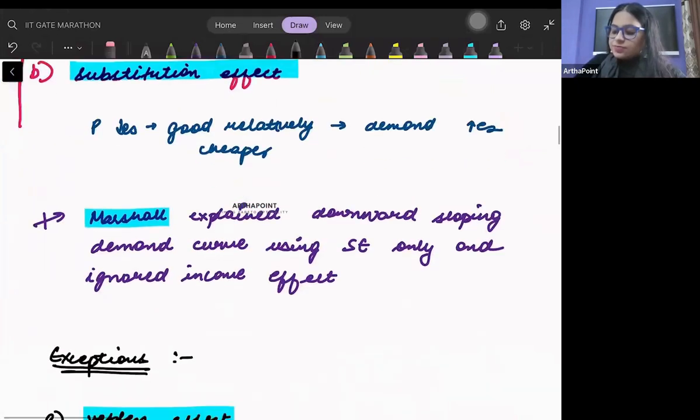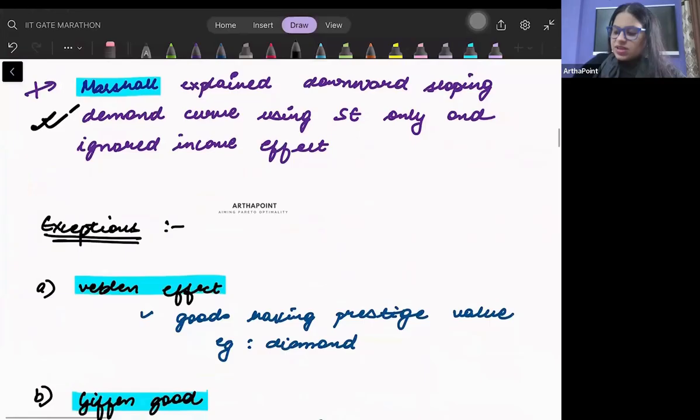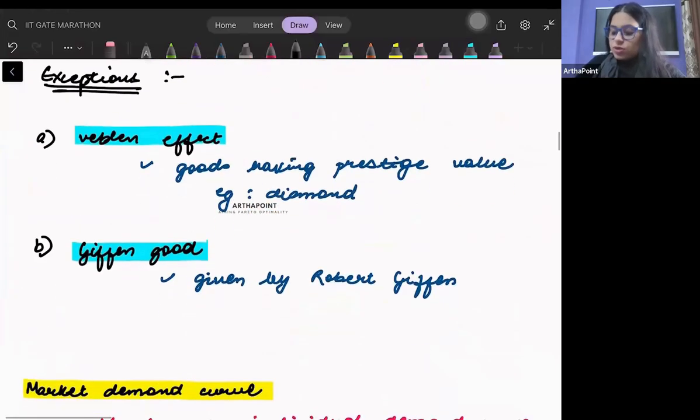Then I am just skipping these names. Read these names once; this is available on your portal. There are two effects we have to study: one is the Veblen effect, and one is the Giffen good.